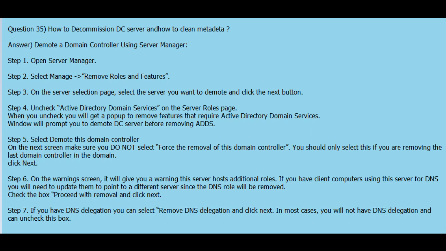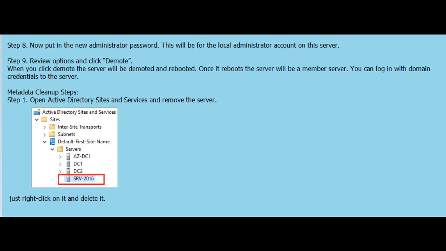Step 7. If you have DNS delegation, you can select Remove DNS delegation and click Next. In most cases, you will not have DNS delegation and can uncheck this box. Step 8. Now put in the new administrator password. This will be for the local administrator account on this server. Step 9. Review options and click Demote.